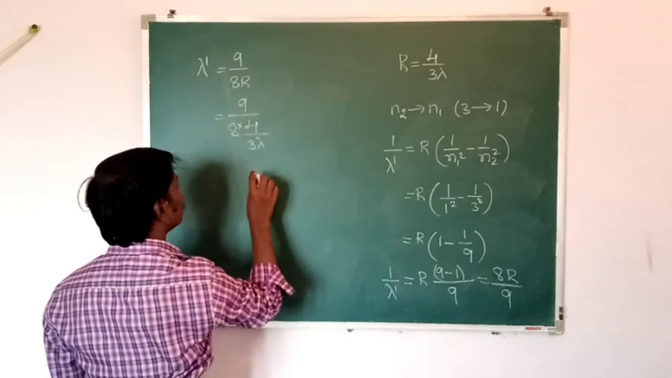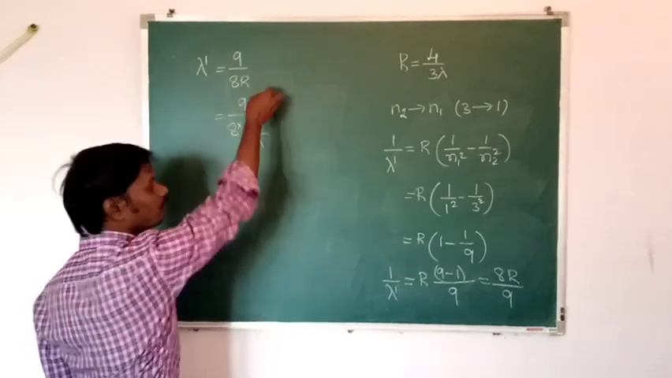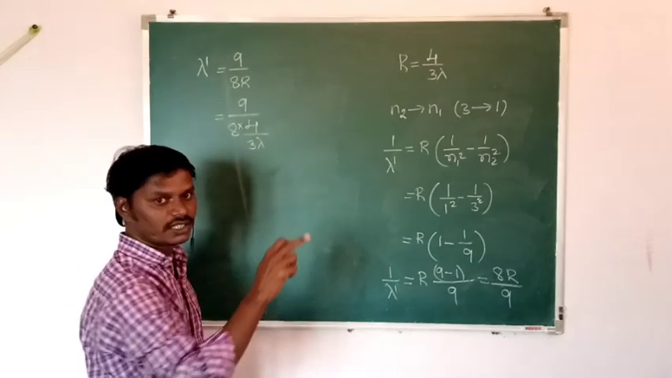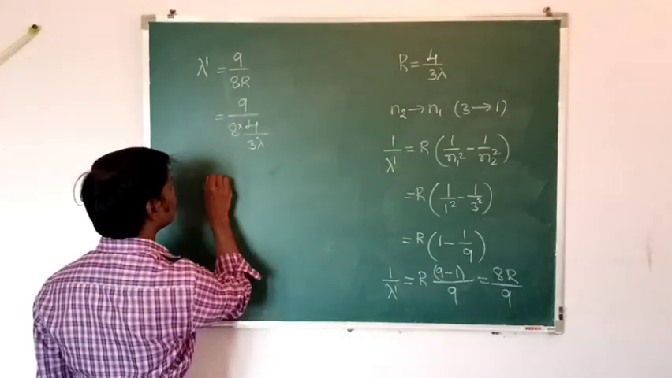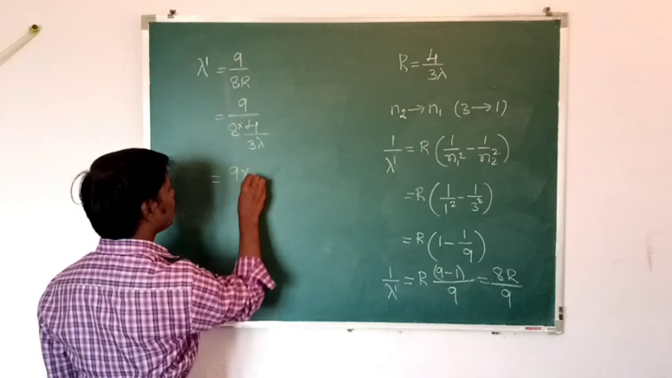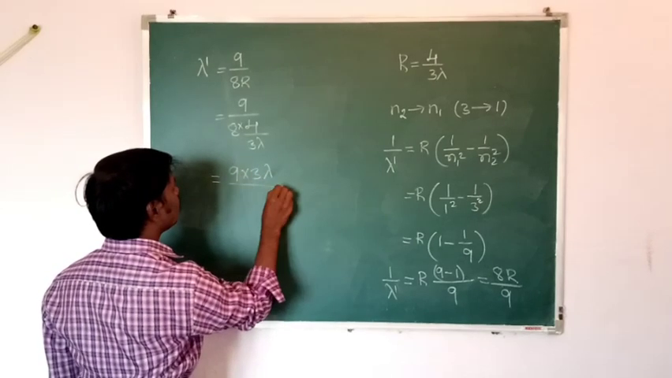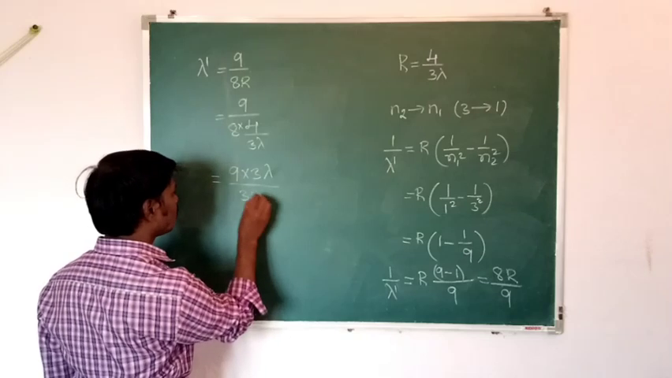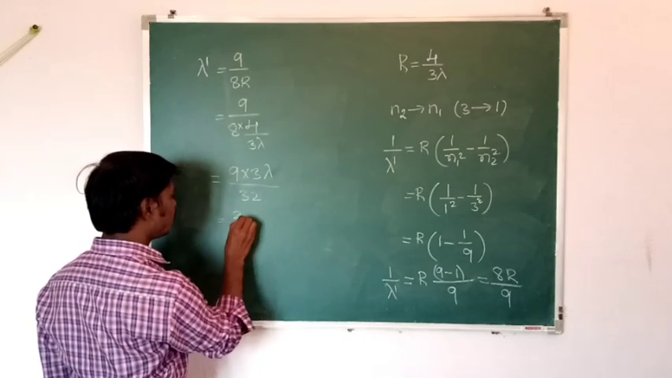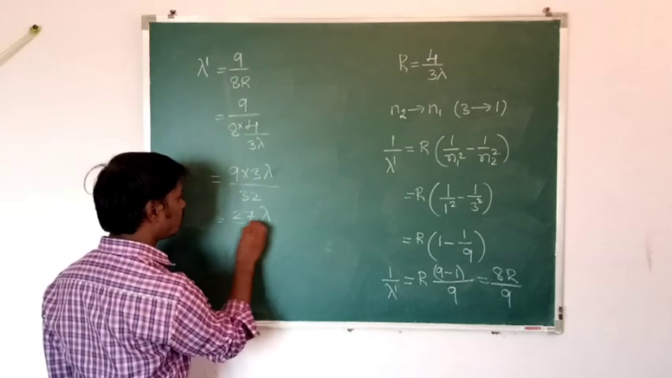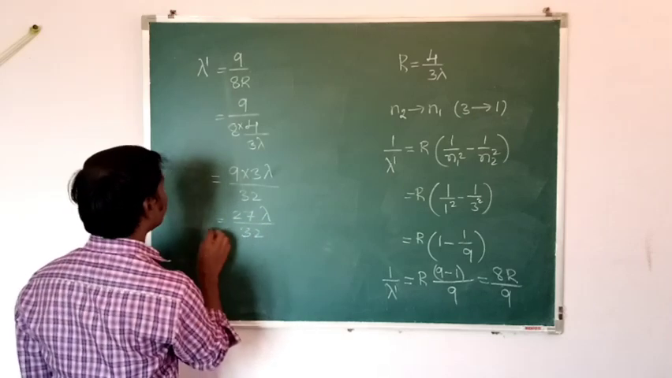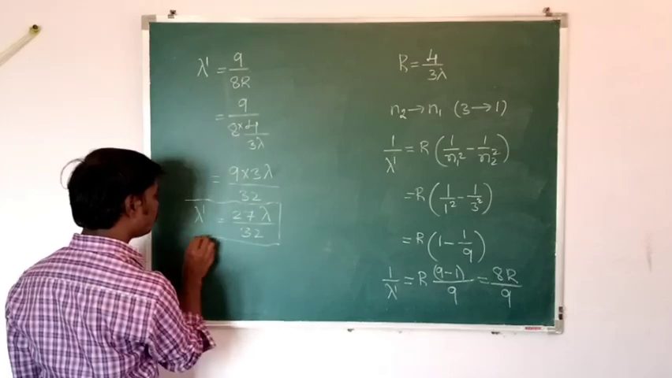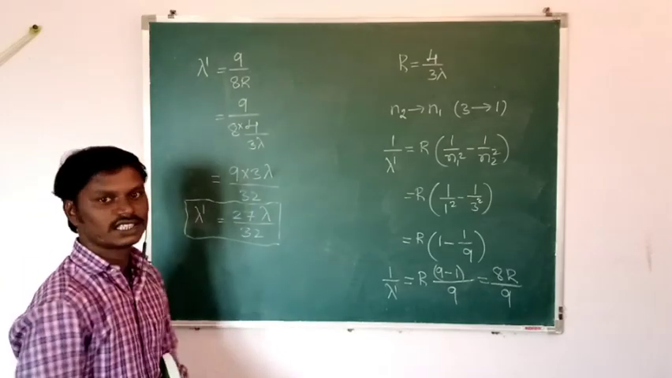Then this 3 lambda is in the denominator, so it comes to the numerator. Then it is 9 into 3 lambda, divided by 8 into 4, that is 32. Then 9 3s are 27, so 27 into lambda divided by 32. Then it is the wavelength of the emitted radiation when the electron jumps from which orbit to which orbit? That is from third orbit to.